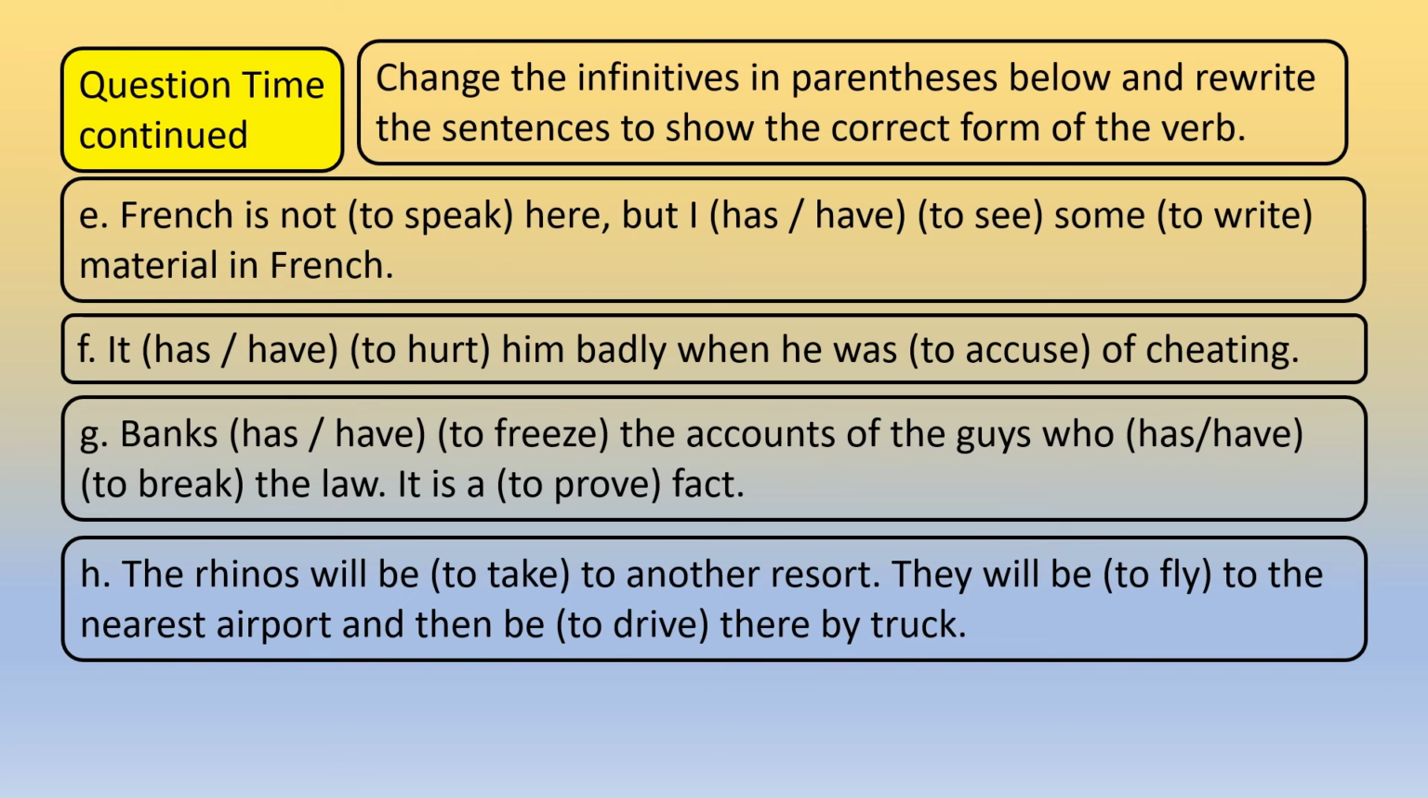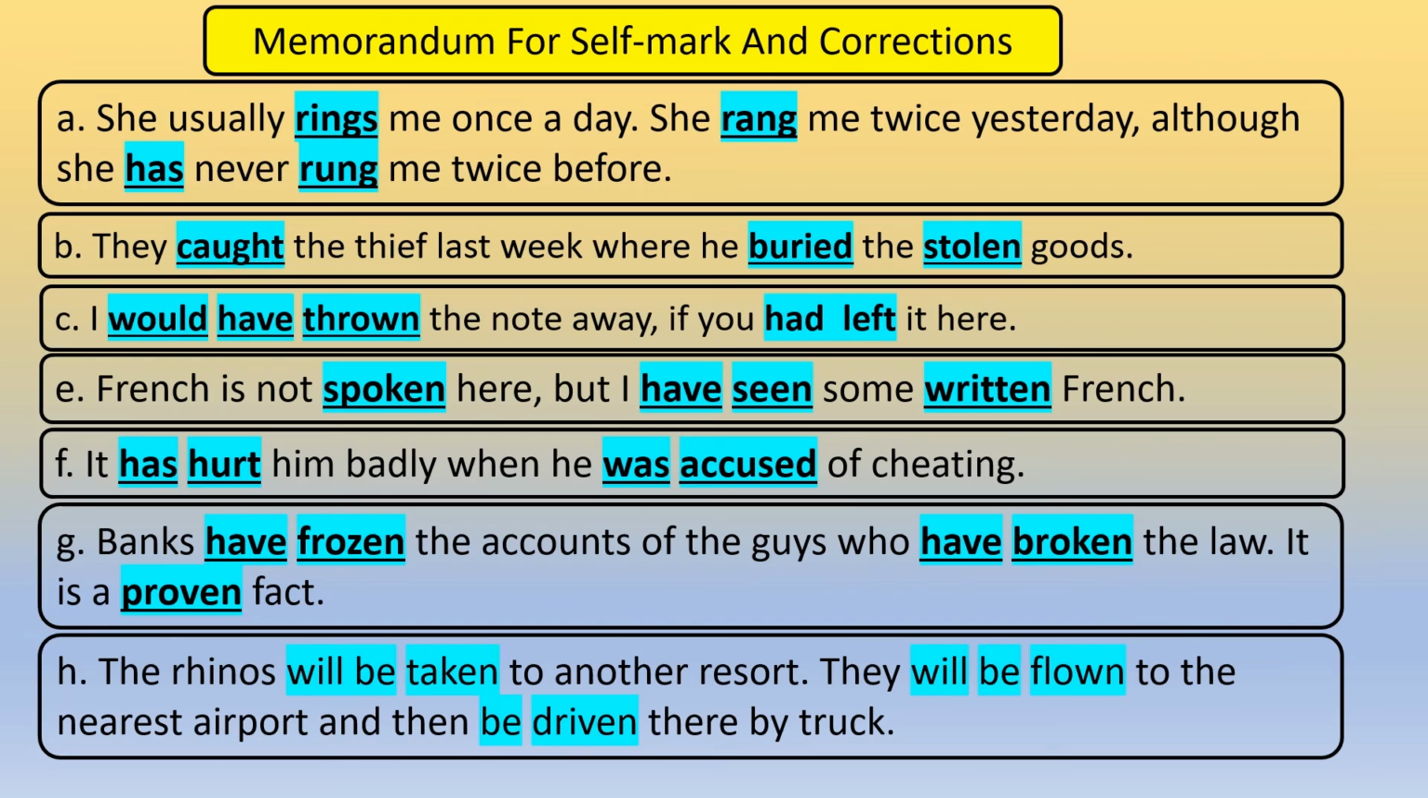H: the rhinos will be (to take) to another resort. They will be (to fly) to the nearest airport, and then B, (to drive) there by truck. Finally, we need to be able to check our answers, so we have a memorandum here for self-marking and corrections.